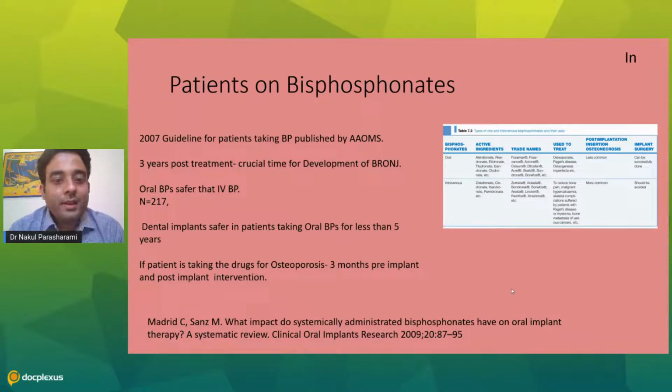If the patient is on bisphosphonates, the drug should be stopped for 3 months before implant placement, and it should not be continued until 3 months after the implant placement surgery. Next slide.